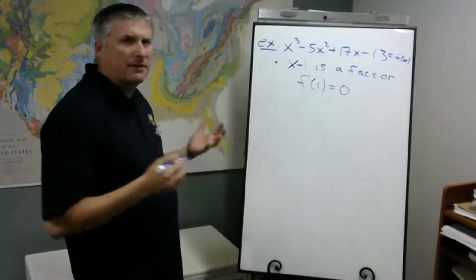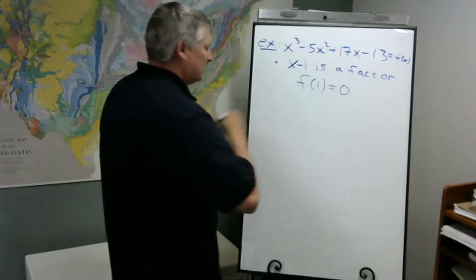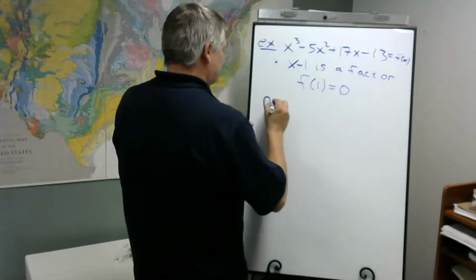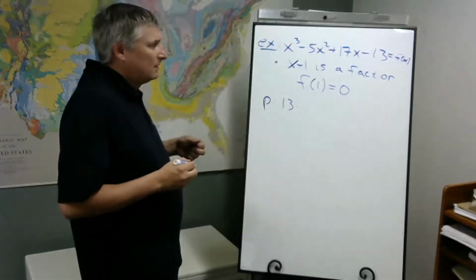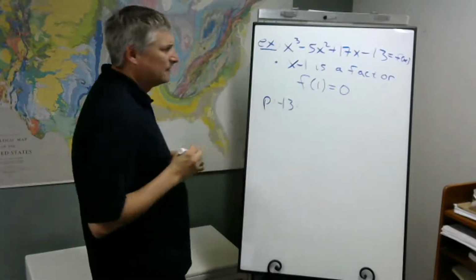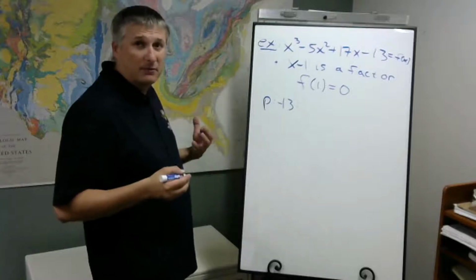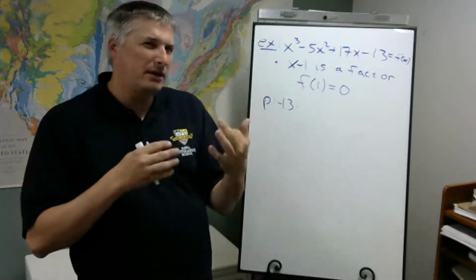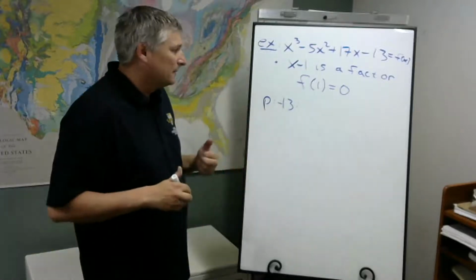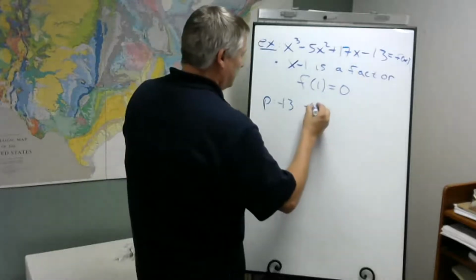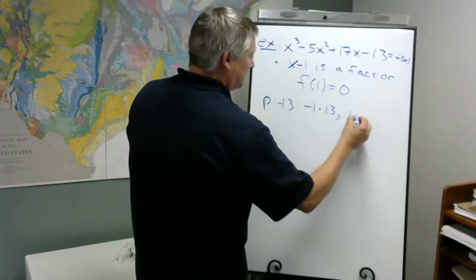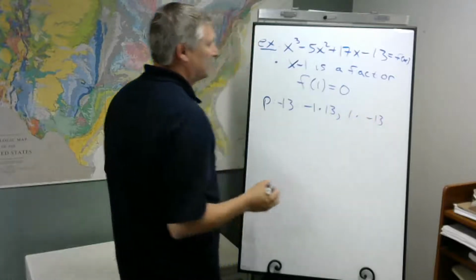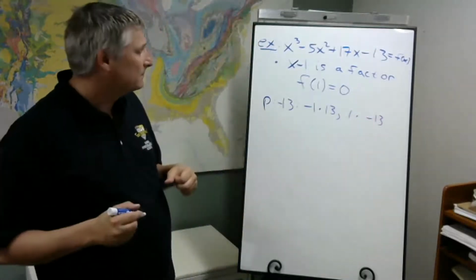Well, again, you want to take the rational zeros theorem. So p, we're going to look at factors of 13, or negative 13. So what numbers multiply to give you negative 13? And again, we're multiplying integers in this case. So negative 1 times 13, and then 1 times negative 13. All right, well, there we go.